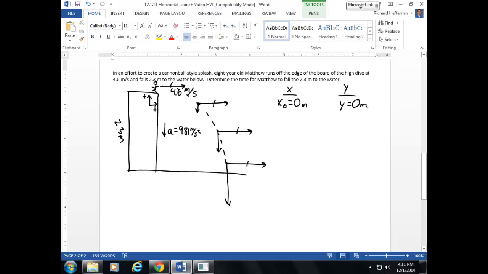We know that horizontally, he's moving at 4.6 meters per second, while vertically, he's moving at 0 meters per second because all of his initial velocity is directed side to side rather than up and down. We know that his acceleration side to side is 0 meters per second squared because gravity does not pull side to side, gravity only pulls downward, which means he has an acceleration of negative 9.81 meters per second squared. Negative because of the way we defined our coordinate system.